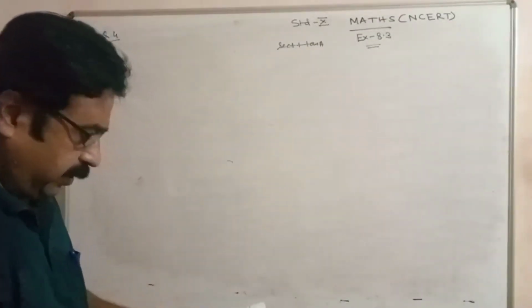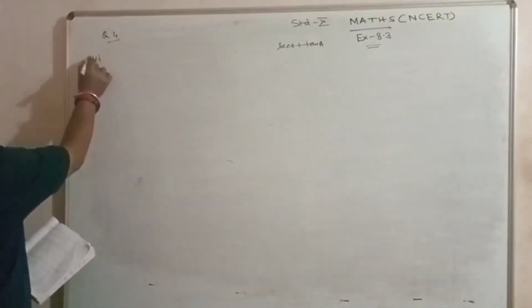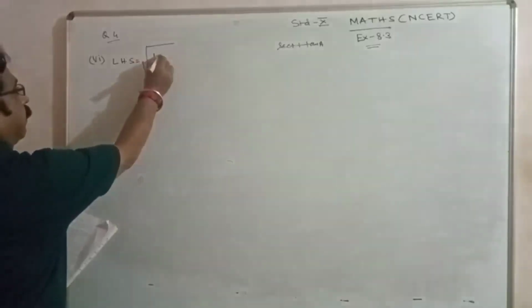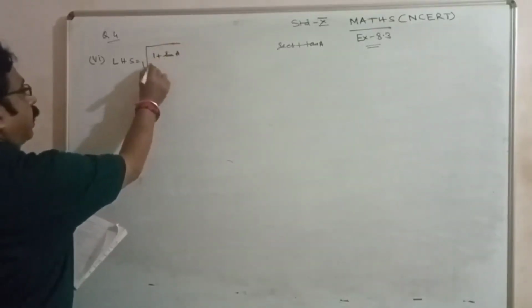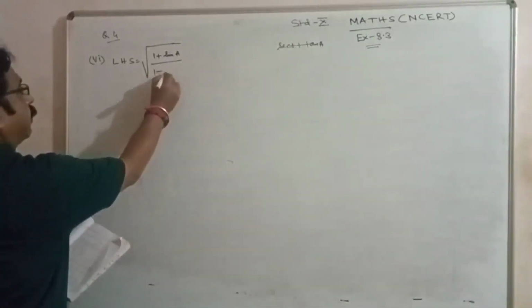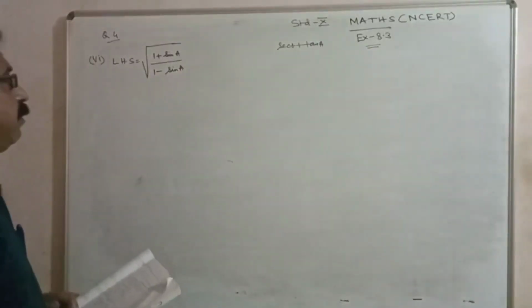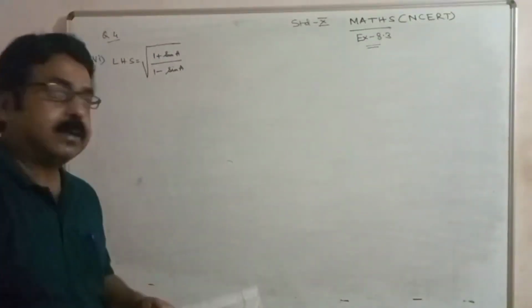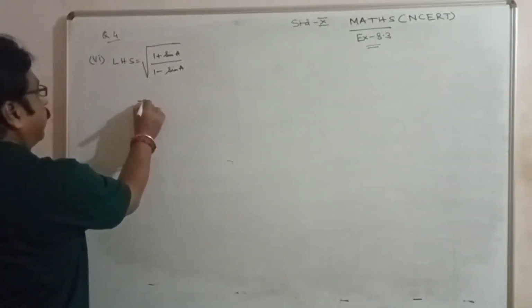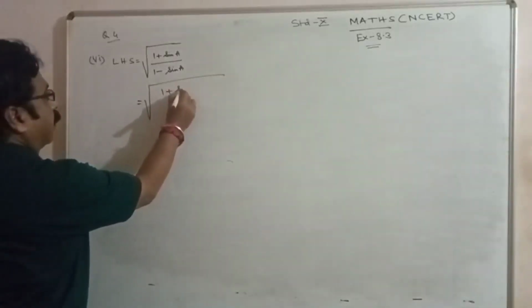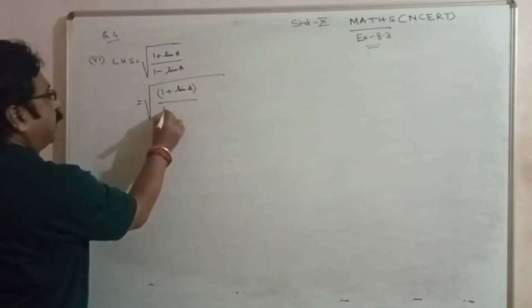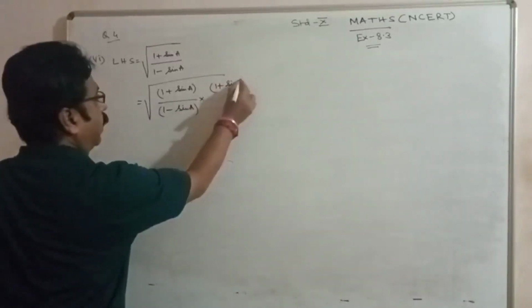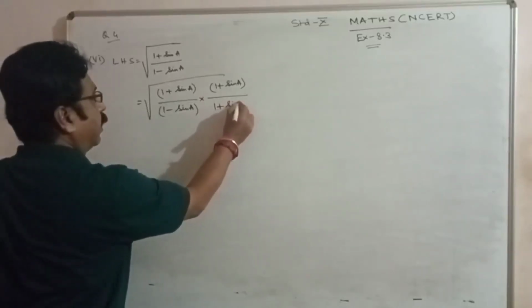Question number 6. Left hand side, under root 1 plus sin A upon 1 minus sin A. We have to get sec A plus tan A. Let us multiply 1 plus sin A upon 1 minus sin A by 1 plus sin A upon 1 plus sin A.